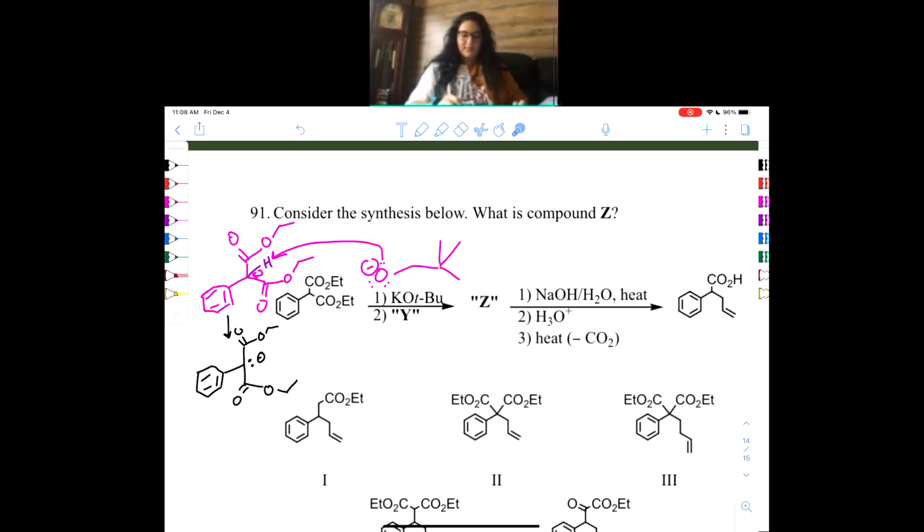And so given this, we can figure out what Y is, and then what Z is going to be, and then this whole thing. So remind me, what are these reagents going to do? It's going to be 2 different steps. What are those 2 steps going to be? Hydrolysis and decarboxylation. Exactly.